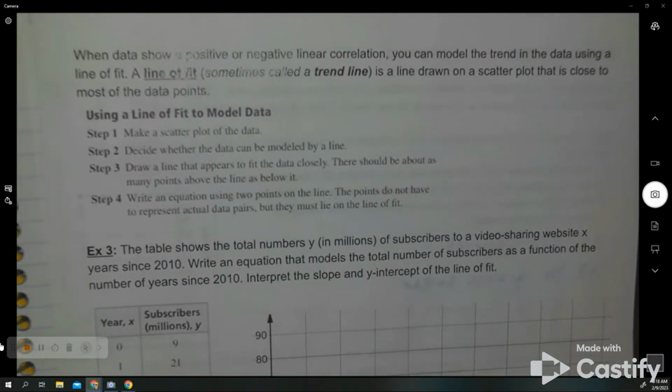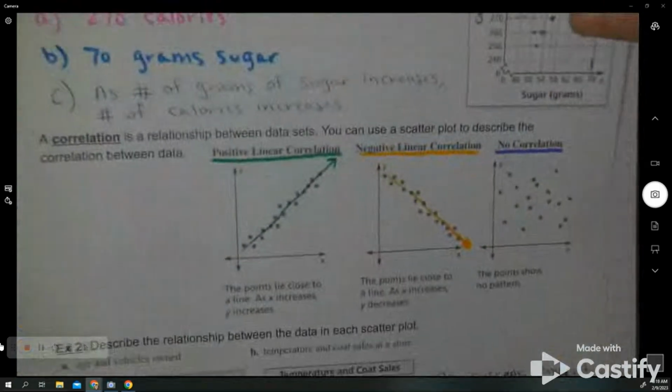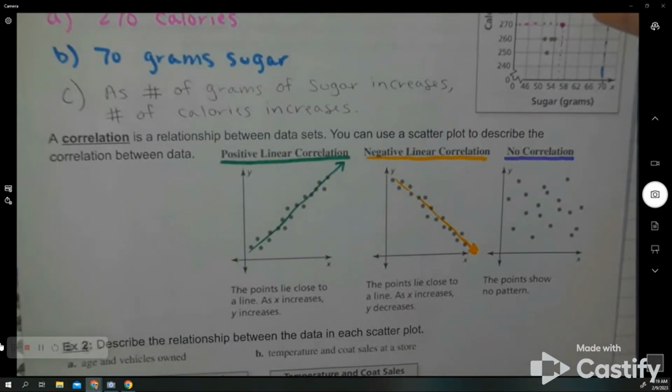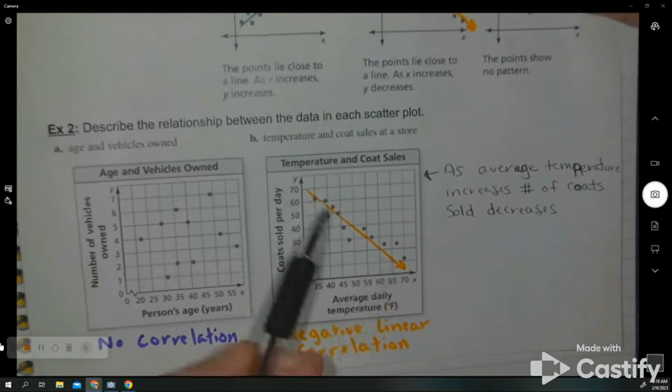So when the data shows positive or negative linear correlations, we can use what's called a line of fit, or sometimes it's called a trend line because you're looking for trends in the data. And we draw this line on the scatter plot as close to most of the data points as we can. So you want to put it into the middle of the data. Here, I didn't do it perfectly, but I kind of drew down the middle of these dots.